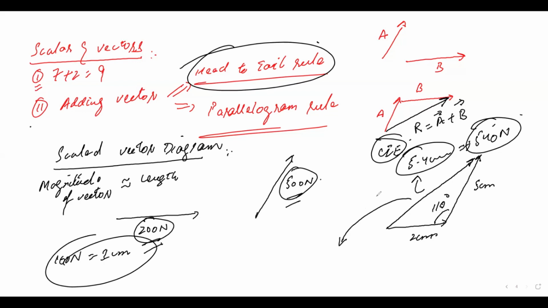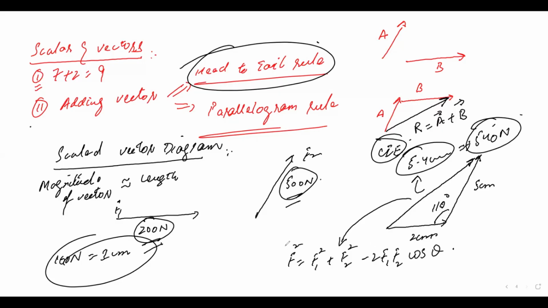And that is going to be with the help of the cosine rule. This is going to be F1, this is going to be F2, the angle between them is 110 degrees. So you can get the resultant vector by just using this formula: F square equals F1 square plus F2 square minus 2 F1 F2 cos of the angle in between them.